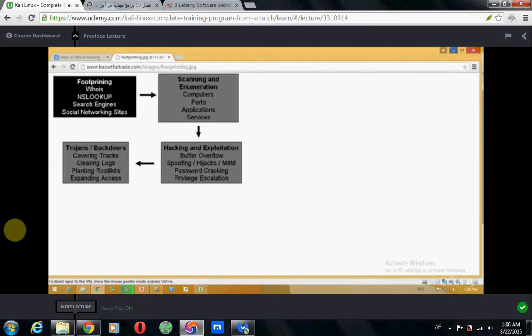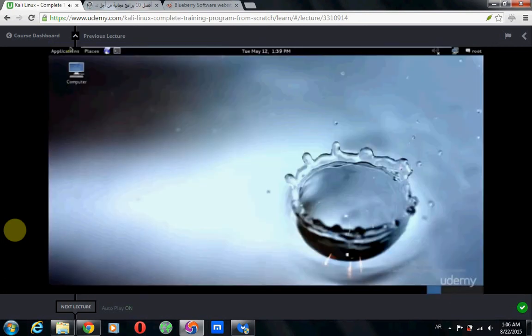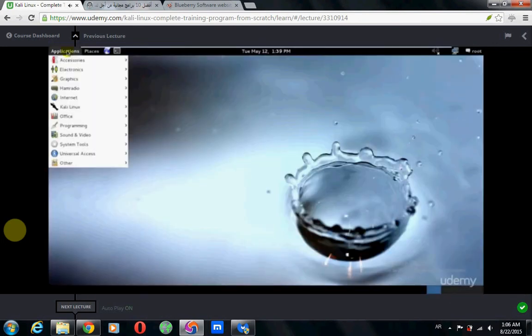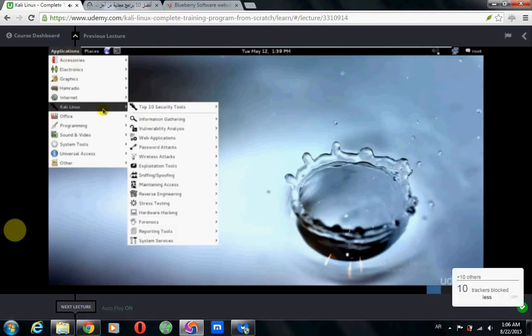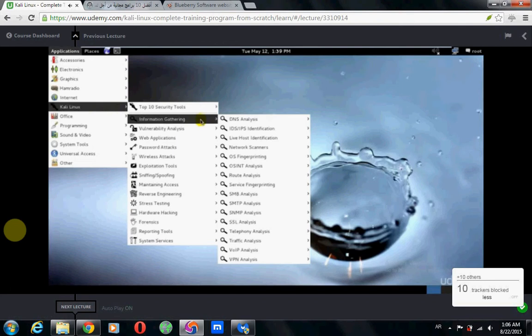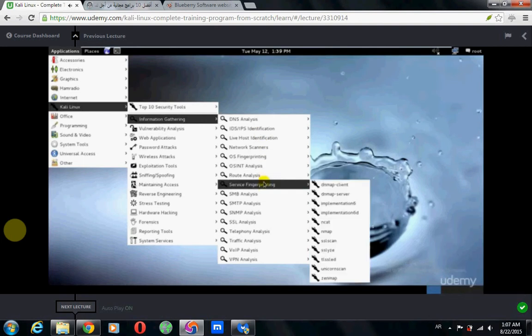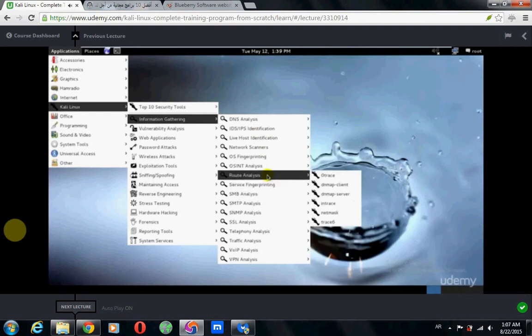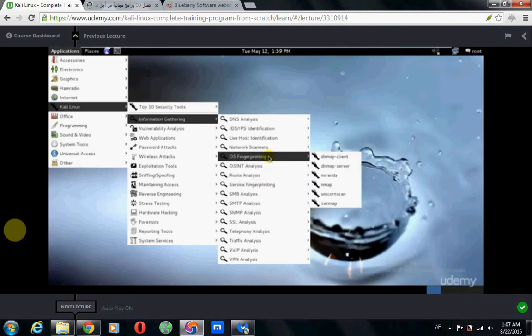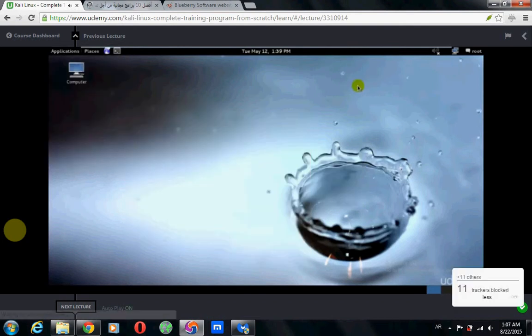So let's take a first look at footprinting. Let's take a look at what footprinting tools we have, and after that I will explain what footprinting is. As you can see, these information gathering tools are also known as footprinting tools. We have loads of things over here: service fingerprinting, routing analysis, OS fingerprinting for gathering information about a related OS, and loads of other stuff. So let's first know what exactly the footprinting terminology is and what all things are included in that.